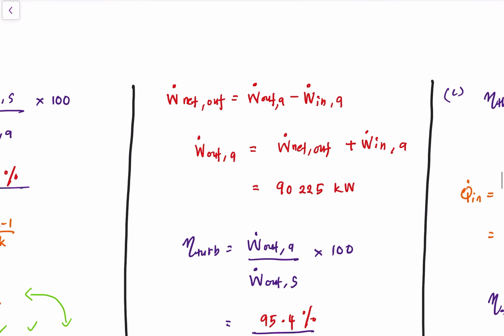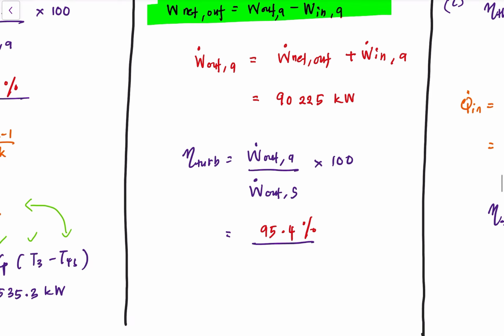based on the formula power net out equal to power out minus power in. And then we can determine the actual power output by the turbine. So we're going to use the 45 megawatt, which is the power net out, and also we are going to use the calculated actual power in by the compressor, and we are going to get the value of 90,225 kilowatt.